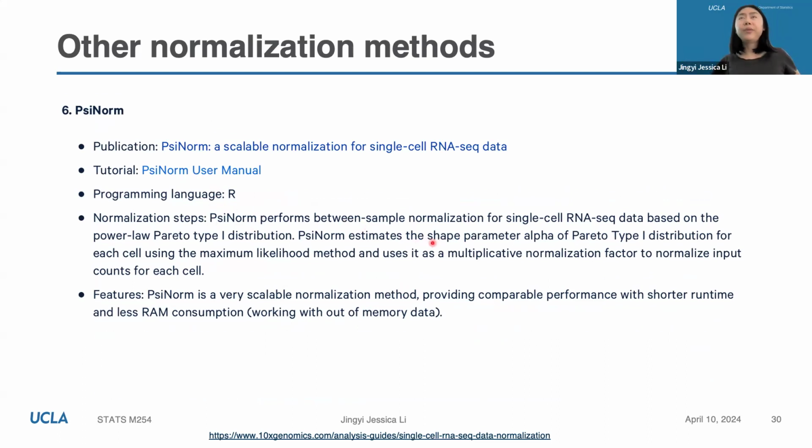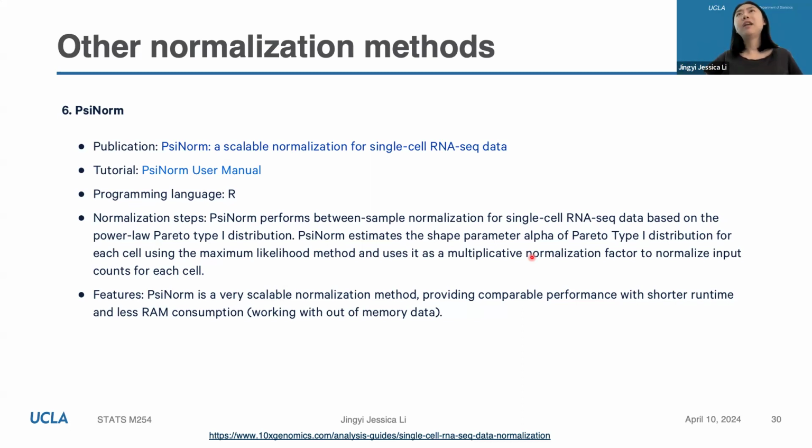All right, finally, the last one. This one uses a very different approach. It's trying to fit a power law, Pareto type 1 distribution, and you estimate the parameter alpha for this distribution using maximum likelihood estimation, and then use this estimator as a normalization factor for multiplication. But I want to say that probably this one is purely based on this model.